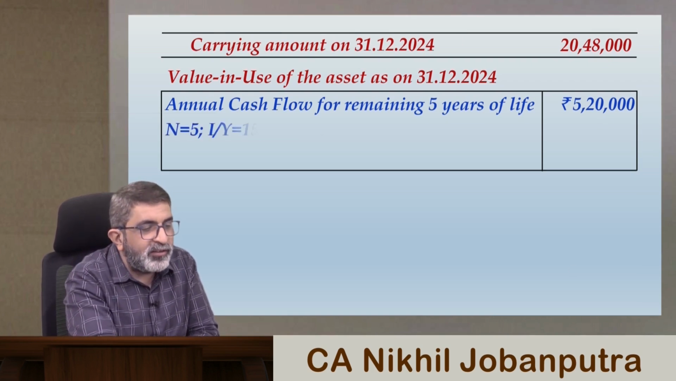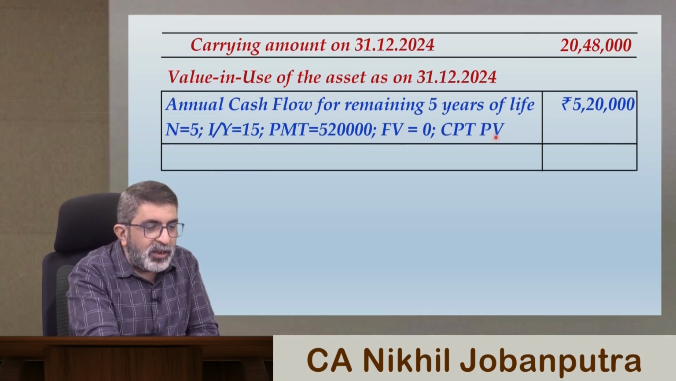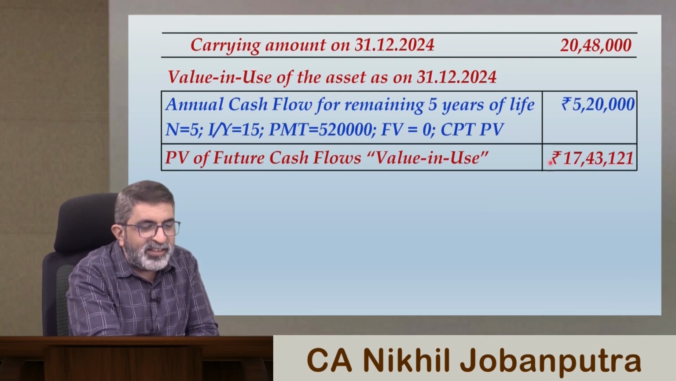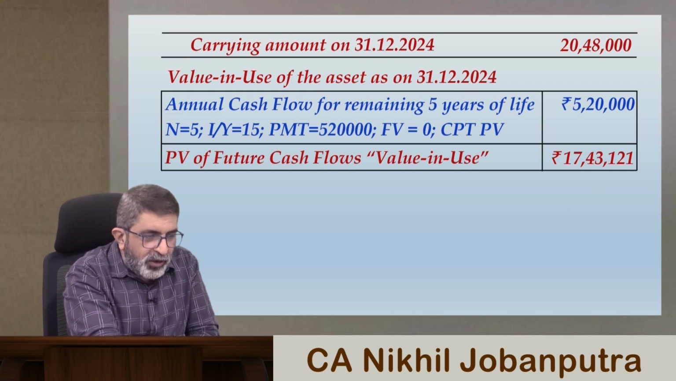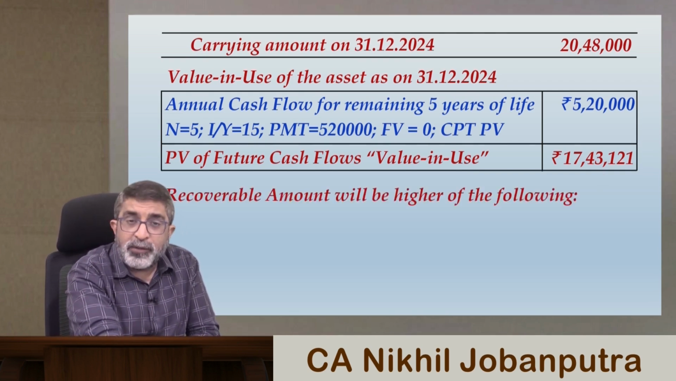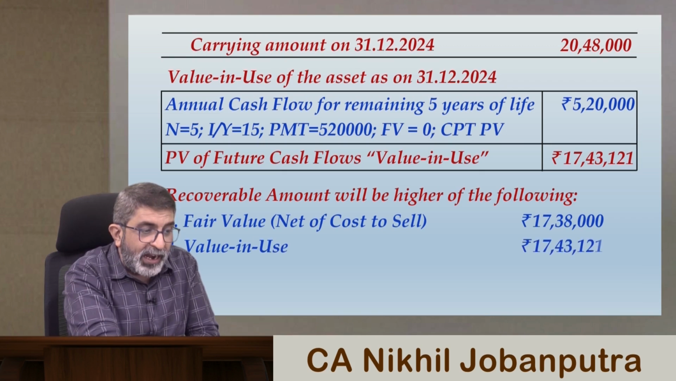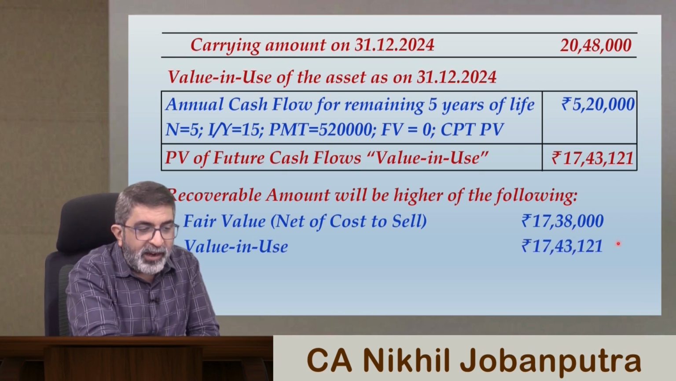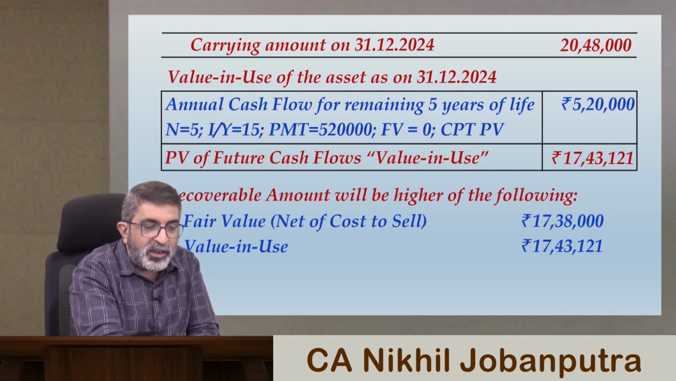So what we do is we take n equal to 5, I by y equal to 15, PMT equal to 5,20,000, FV equal to 0, and CPT PV. The result that you get will be 17,43,121. Now, recoverable amount will be higher of the following: fair value, that is net of cost to sell, that is 17,38,000 given to you, and the value in use, which we just computed, it is 17,43,121. Higher of these two will become the recoverable amount.